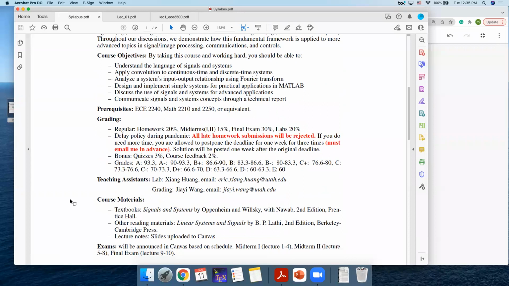Talking about grading, there are a lot of components here. We have 10 homeworks, 20%. We have 3 examinations, 2 midterms and 1 final exam. Each midterm takes 15%, the final takes 30%. And they are non-overlapping. Midterm 1 covers lectures 1 to 4, midterm 2 covers 5 to 8, and the final covers 9 and 10, I guess. And we have 5 lab assignments. They will take 20%.